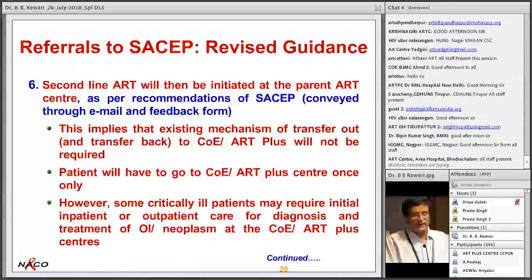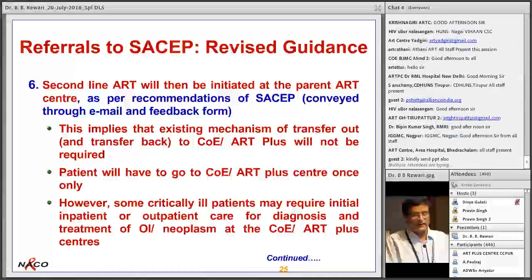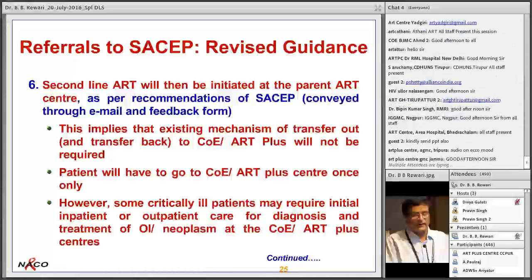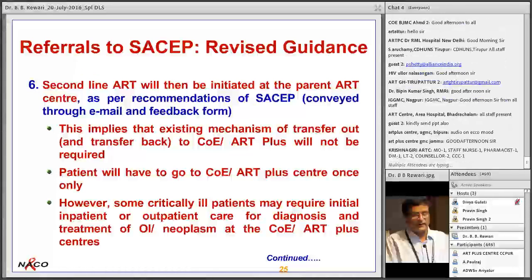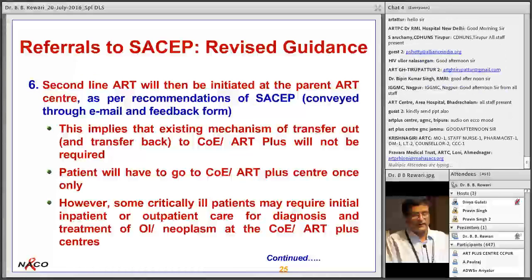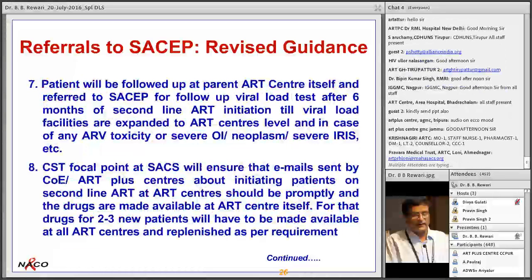So you have to tell your patient that if you have a suspected failure, you will be evaluated at a higher center, which may be a COE or ART Plus. Your viral load sample will be taken. The rest of your treatment will be at our own centers. However, in some situations there could be a critically ill patient who may require indoor admission at the COE. That will be reviewed on a case-to-case basis. So the patient will be followed up at the parent ART center itself.